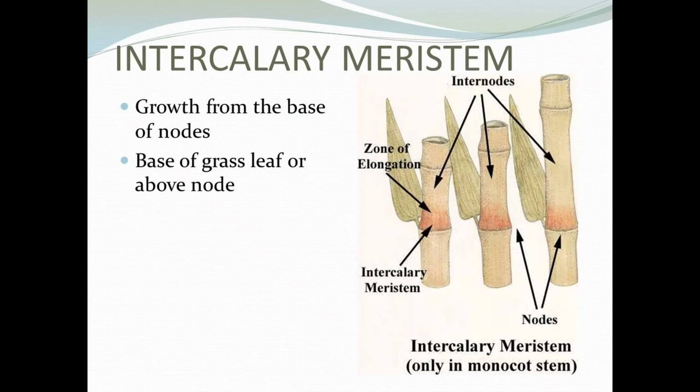Now let's take a look at the intercalary meristem. The intercalary meristem is a type of meristematic tissue located at the internodes or base. The intercalary meristems help in increasing the length of internodes. This is usually seen in monocotyledonous plants.